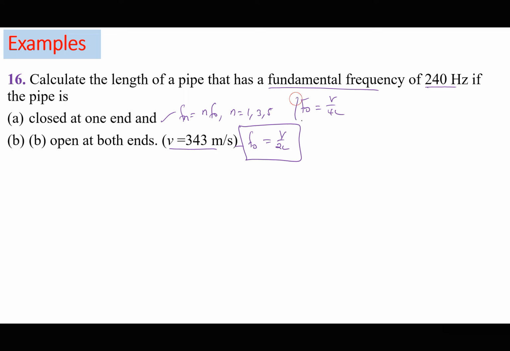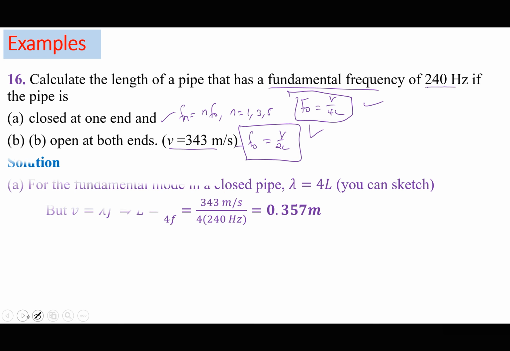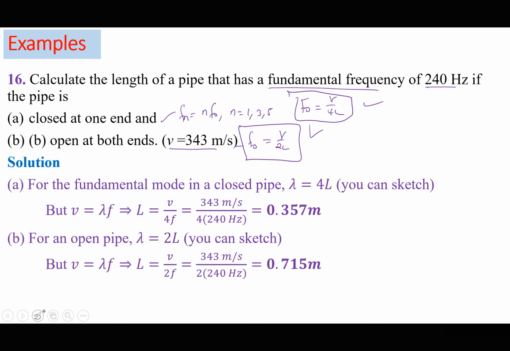From these expressions, since I know F naught, the speed is 340, I can find L. And if it is open, you just substitute and find those lengths. This is very easy. I will not solve this. I even solved it here.